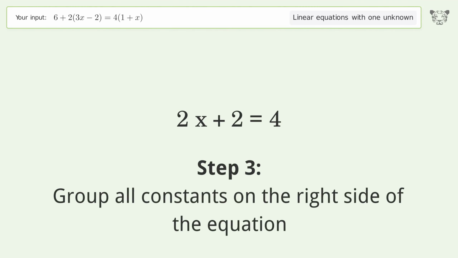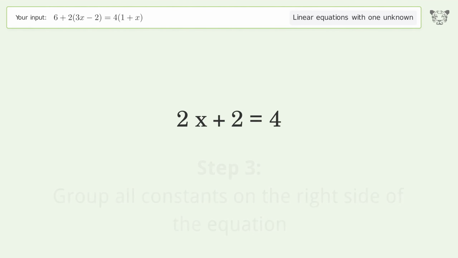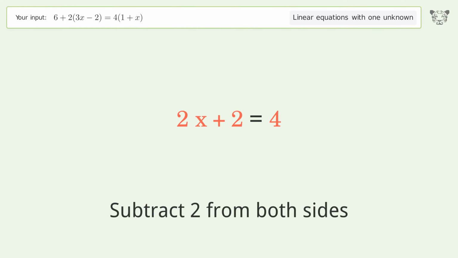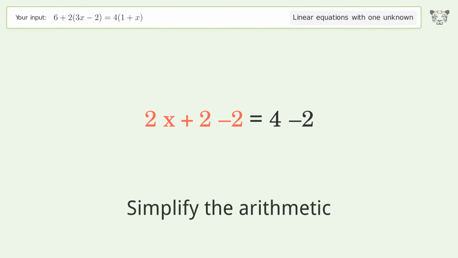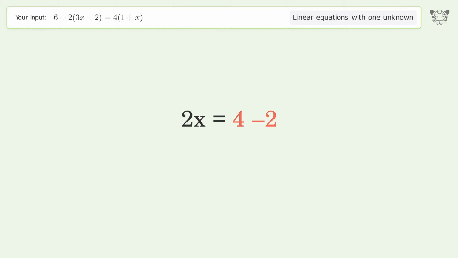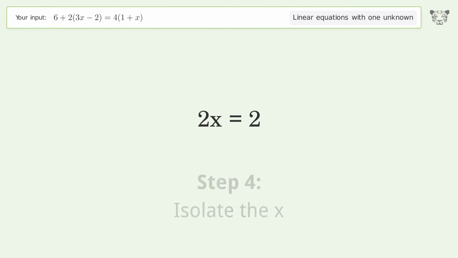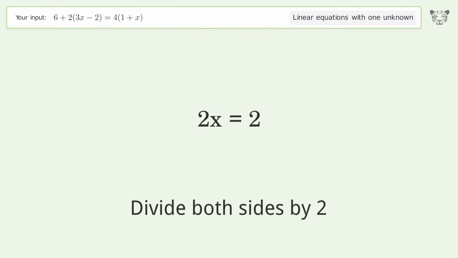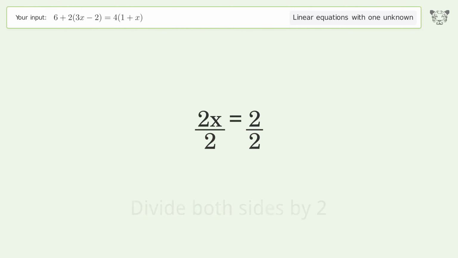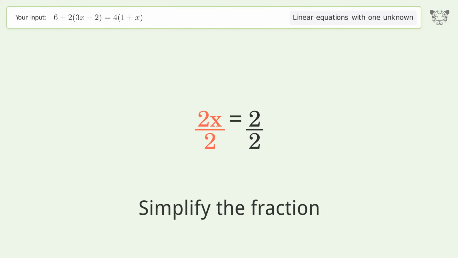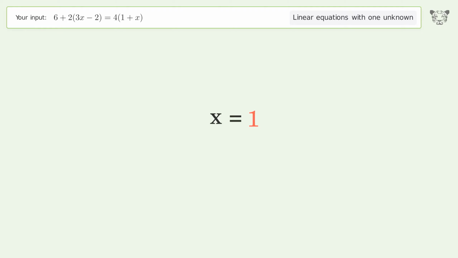Group all constants on the right side of the equation. Subtract 2 from both sides. Simplify the arithmetic. Isolate the x. Divide both sides by 2. Simplify the fraction. And so the final result is x equals 1.